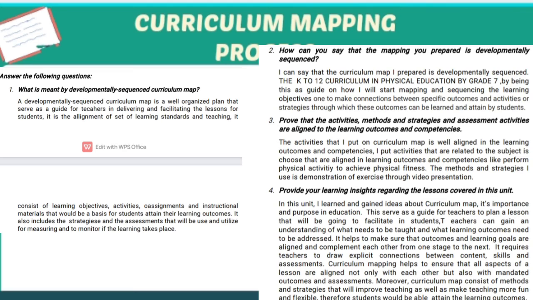Curriculum mapping helps to ensure that all aspects of a lesson are aligned not only with each other but also with mandated outcomes and assessments. Moreover, a curriculum map consists of methods and strategies that will improve teaching as well as make teaching more fun and flexible. Therefore, students would be able to attain the learning outcomes.